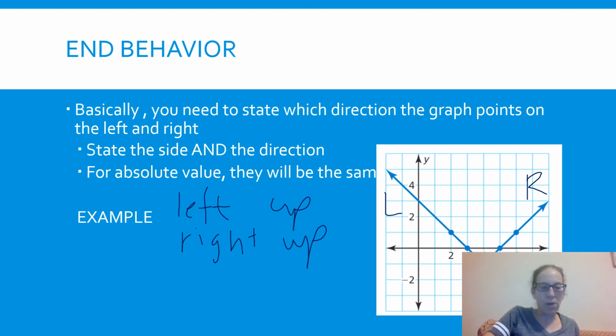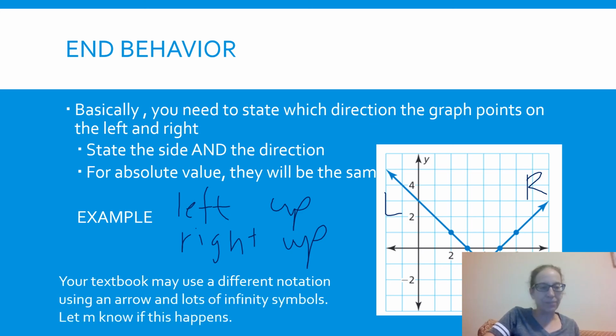Now there is one more little blurb on this, and that is your textbook may use a different notation. At the time I am recording this, I have not checked to see what the textbook uses or what the online book is going to mark as correct, like right or wrong. I will check that out in the near future as we get closer to presenting this lesson. But your textbook may use a different notation using an arrow and lots of infinity symbols. It's not a hard notation to learn, but I do need to teach it to you.